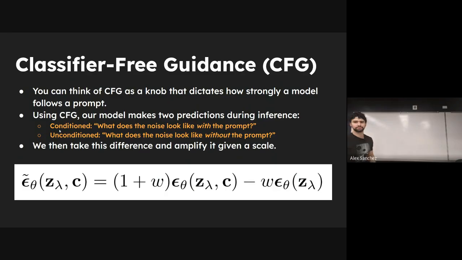Classifier free guidance. I explain it here. Think about it as like a knob. It's a value that we put, and using CFG, our model makes 2 predictions. We have the condition, which is what does the noise look like with the prompt and then without the prompt. And then we find the difference between the two to kind of amplify towards, back to the mountain analogy, what mountain we got to climb.